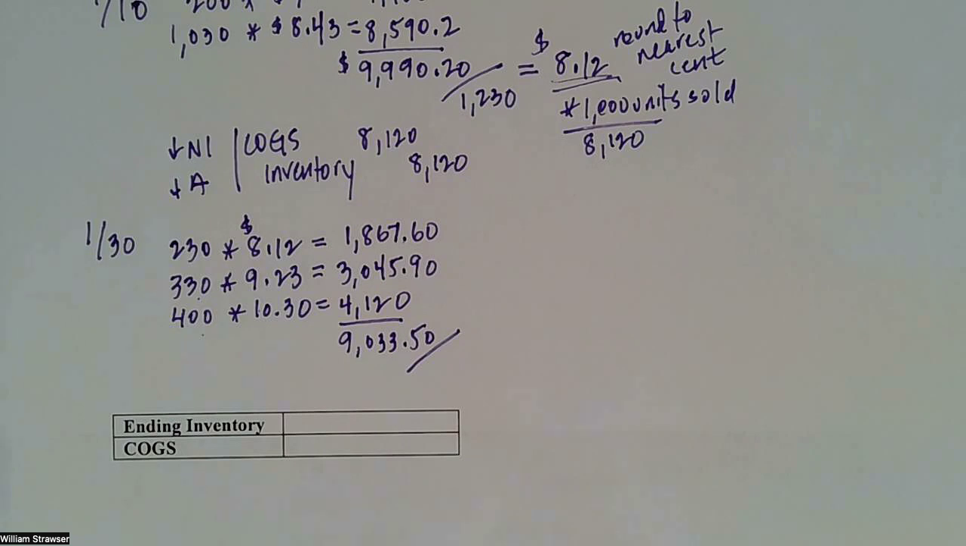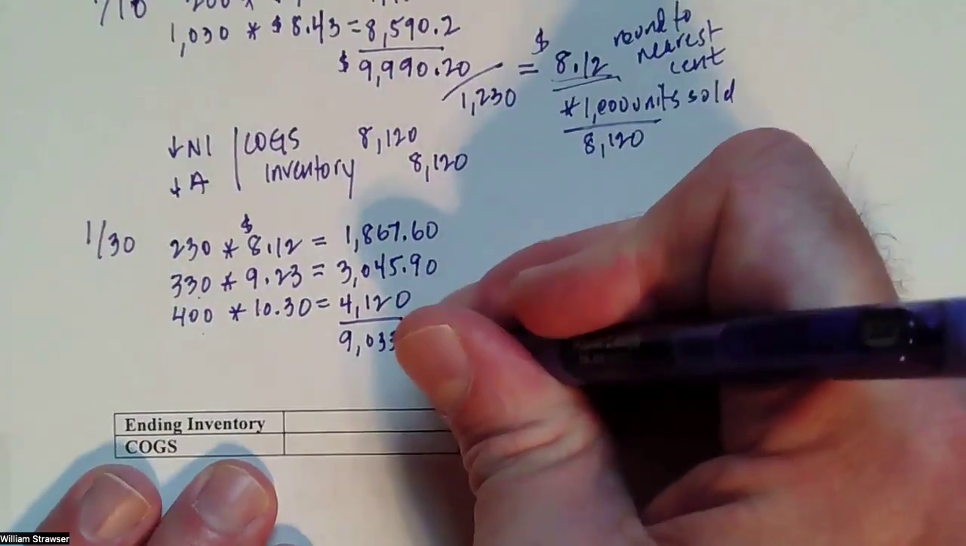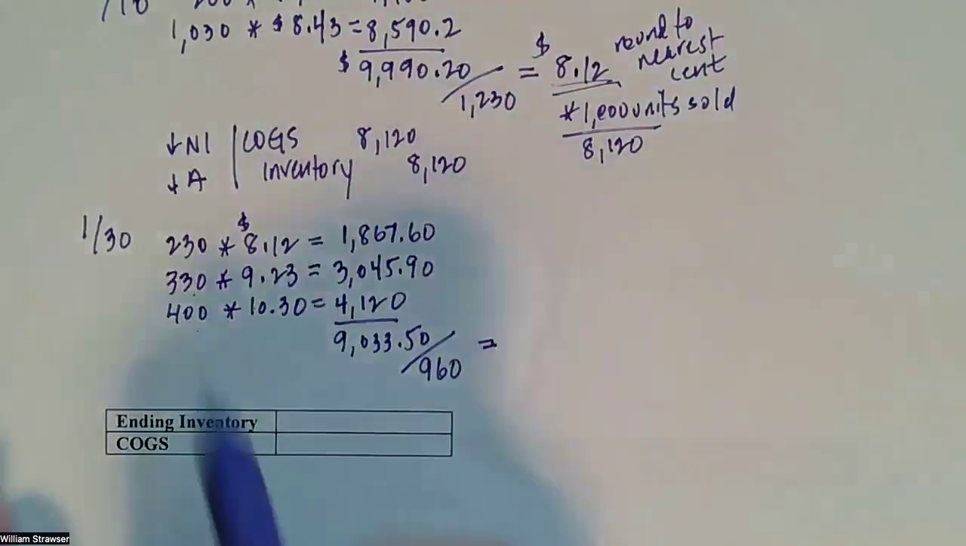Oop, wait. Nope, nope, nope. Sorry, made a mistake here. Let me remath a piece of this. 330 times 9.23 is, okay. I just want to check all this. I thought I got off. Okay, nope, we're good. Divided by 960, right?